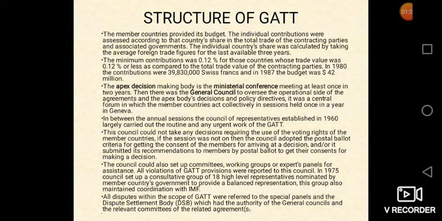And the structure: the most important structure, the apex decision-making body, is the Ministerial Conference, meeting at least once in 2 years. Then there was a General Council to oversee the operational side of the agreements and the apex body's decisions and policy directives. It was a central forum in which the member countries act collectively, once in a year in Geneva.